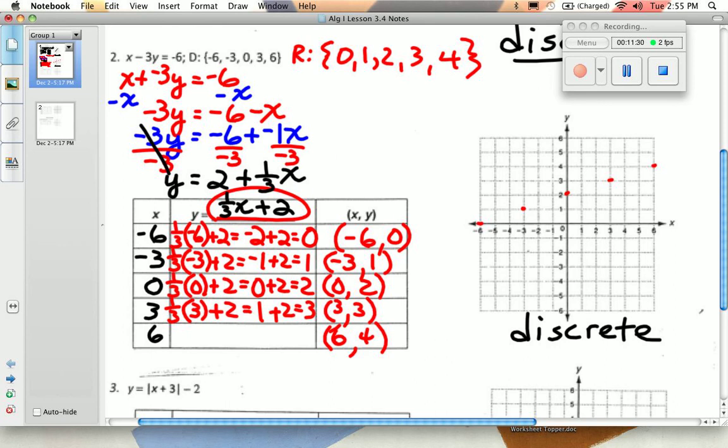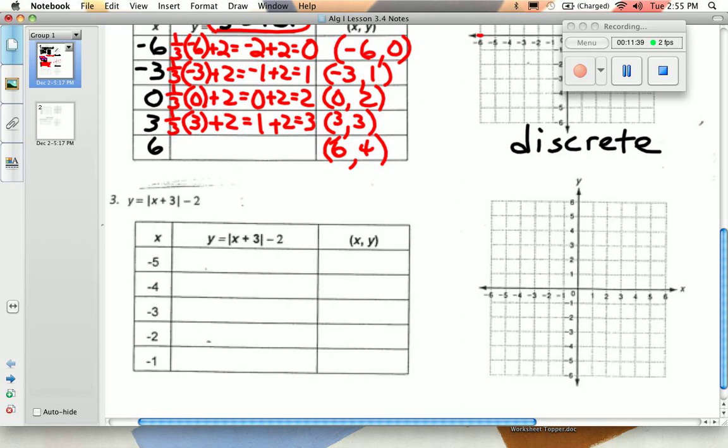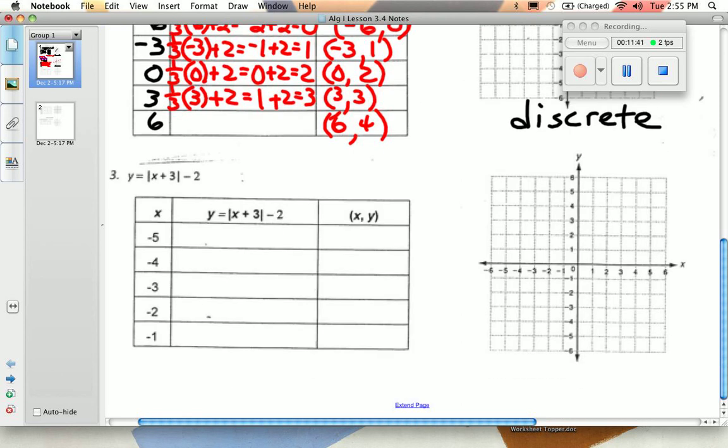Sometimes you have to get it in function rule form. You're going to get the y by itself set equal to the function rule. But that's the only time we have to do that in our notes. I don't know how many times it happens in your homework, but our next one is in function rule form. y is by itself. The rule is what? Absolute value of x plus 3, minus 2. So add 3 to x, take the absolute value of that, and then subtract 2. So here's our function rule right here.